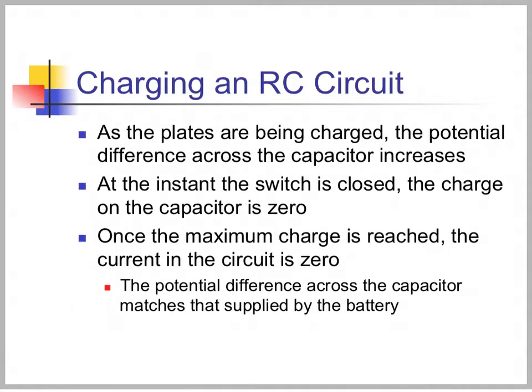Now, as the plates of a capacitor are being charged, the potential difference across the capacitor increases. At the instant the switch is closed, the charge on the capacitor is zero, and once the maximum charge is reached, the current in the circuit is zero. The potential difference across the capacitor at that point will match that supplied by the battery, or whatever the electromotive force is in the circuit.